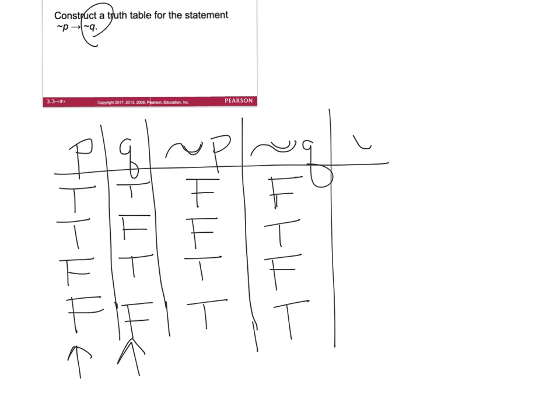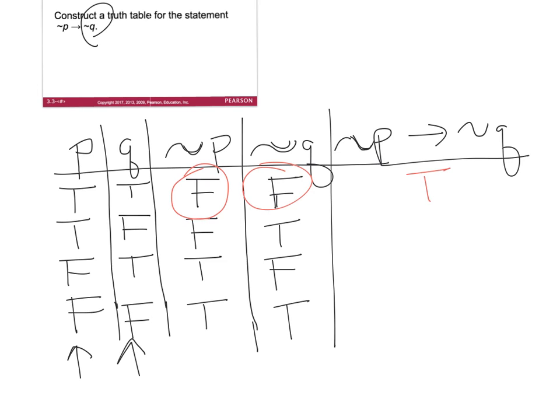So you need to look at not P first, then not Q second. You do have to go in that order. If you do not go in that order, you could get the problem wrong. So remember, the only time that this turns out to be false is if you have a true first and a false second. So in our first case, we have false, false. So that would make a true statement.